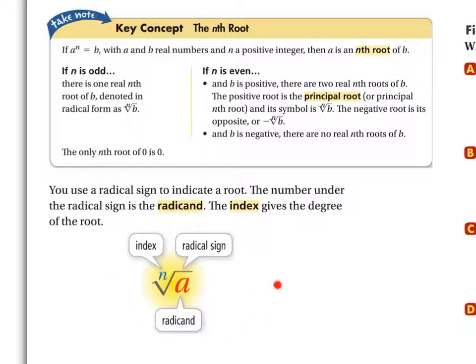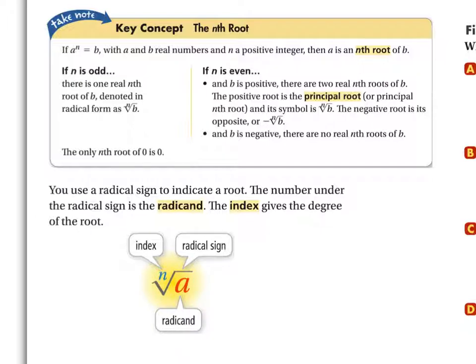Here's kind of the anatomy of a radical. Okay? The actual radical symbol itself, it's the radical sign. You guys called it the square root. Stop calling it the square root unless we are actually talking about square roots, because we are now going to start using different indexes.